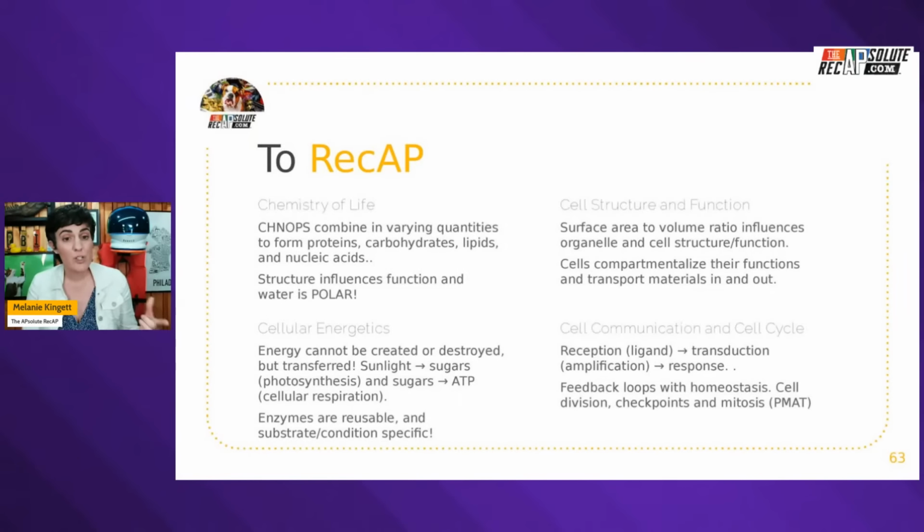Cellular energetics, don't break the rules of thermodynamics. Energy cannot be created or destroyed, but it's transferred. Sunlight into sugars is photosynthesis, sugars into ATP is cellular respiration, and enzymes are reusable. They're not going to be destroyed in a chemical reaction. They're not a reactant. They are substrate and condition specific. Lastly, in cellular respiration in the cell cycle, we have the reception, transduction, and response. You have feedback loops with homeostasis, and cell division and checkpoints with mitosis and PMAT.